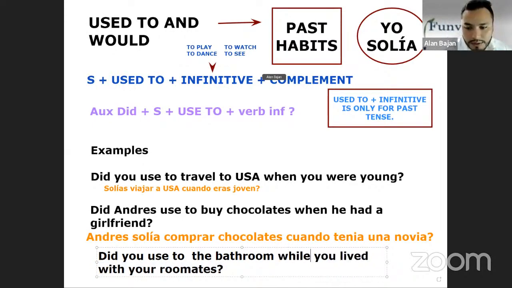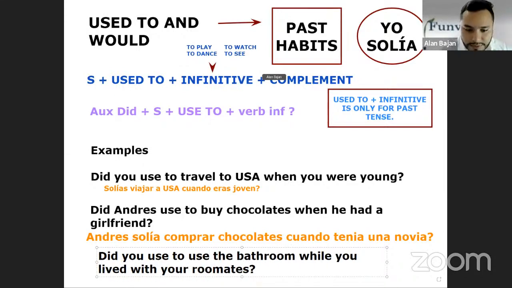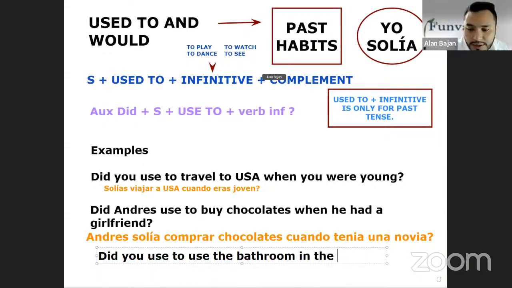Did you used to use the bathroom mientras vivías con tus roommates? Do you used to use the bathroom in the school? Yeah. You can use other sentences, other complements. Did Sarah used to ride the bus when she went to school? Yes. Very good, Alex. Very good.